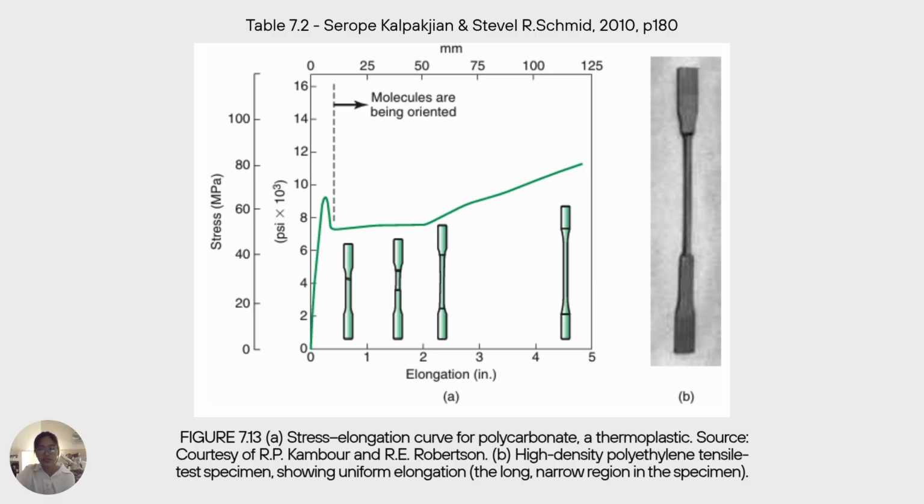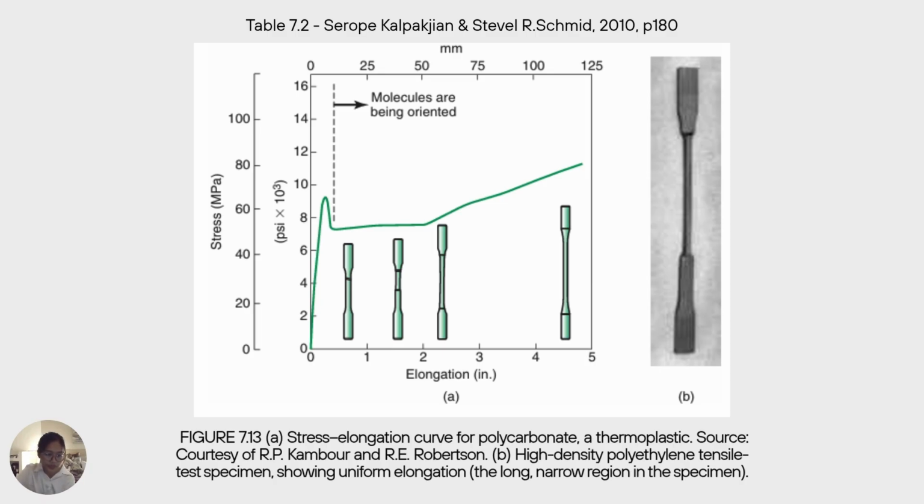This molecular orientation is a key characteristic of thermoplastics under tension. As the chains align, the material temporarily weakens, stress decreases slightly, but then as stretching continues, the oriented structure begins to resist further deformation, causing the stress to rise again. This phenomenon is known as strain hardening or cold drawing. So even though the polymer initially yields, the increasing alignment of molecules actually strengthens it as it elongates. This is why polycarbonates and other tough thermoplastics can undergo large uniform elongation before failure. They can stretch several 100% of their original length without snapping.